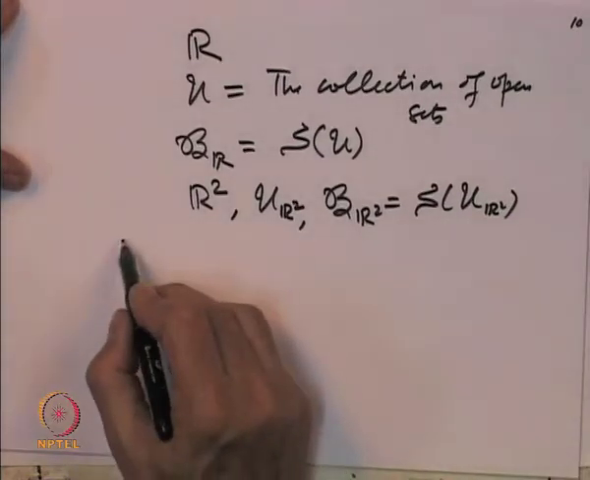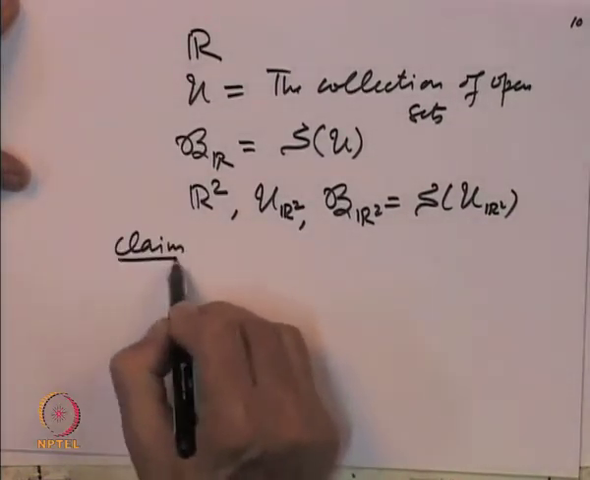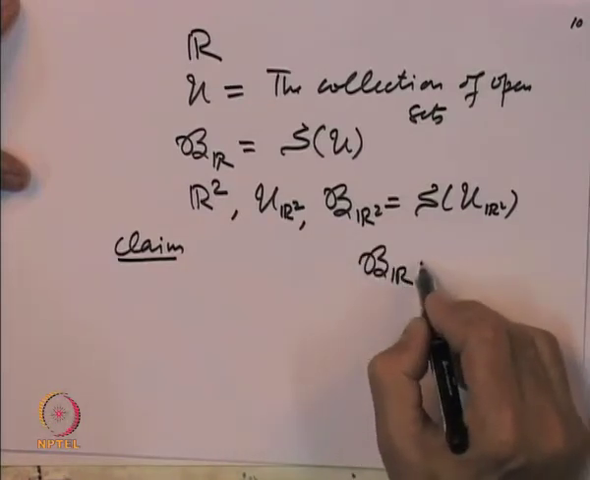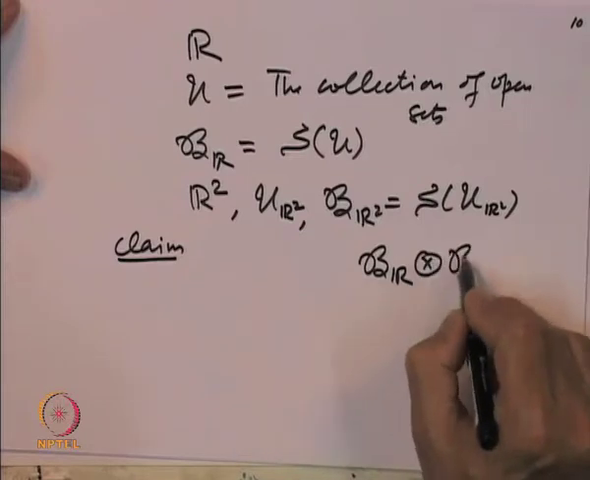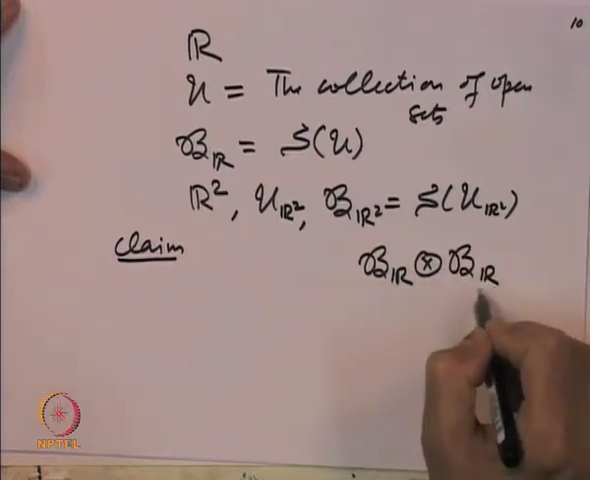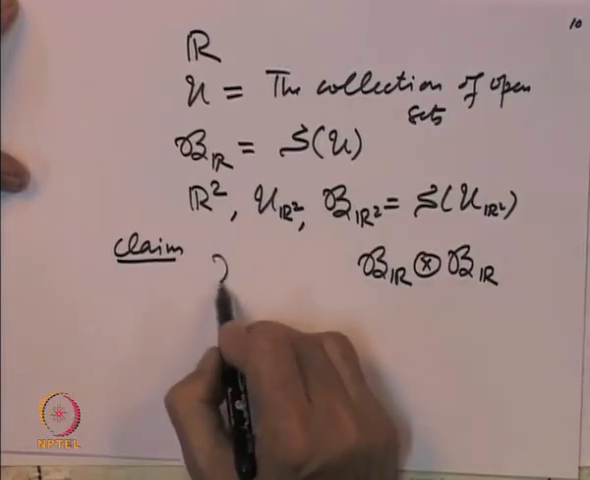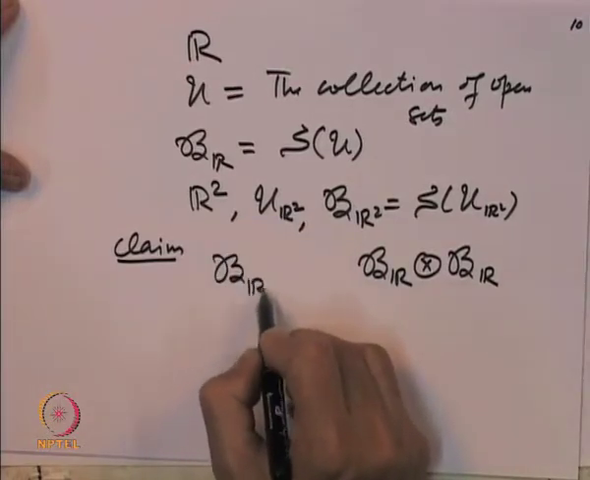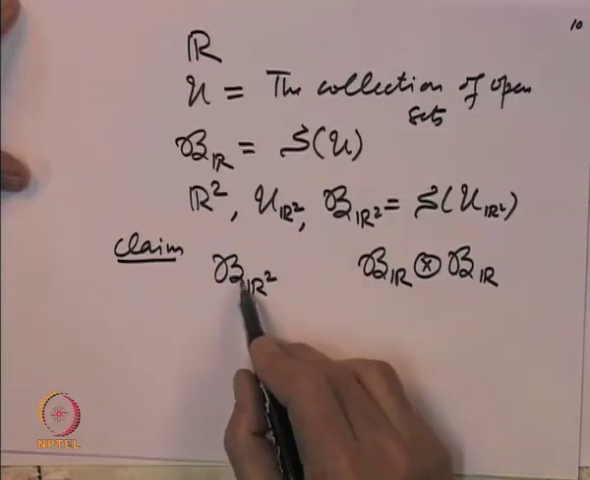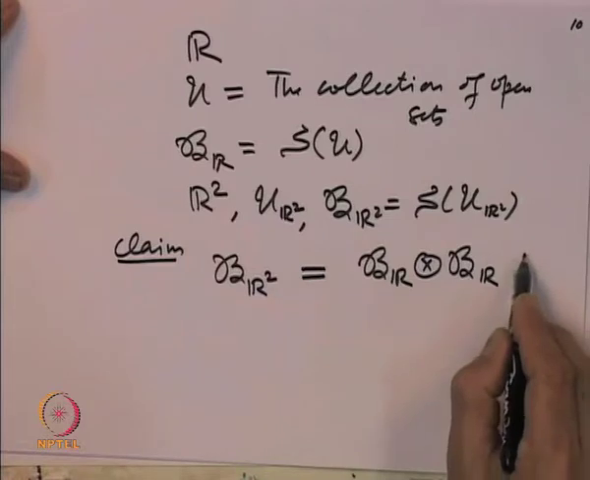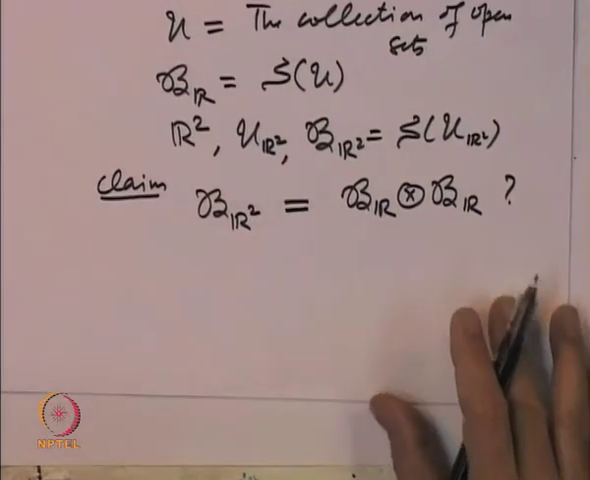So, whatever we are claiming is the following. Look at the Borel sigma algebra of R and look at the product of this with the Borel sigma algebra of R. That gives you a sigma algebra of subsets of R^2, and on the other hand you have the Borel sigma algebra of subsets of R^2, and what we want to show is that these two are equal.